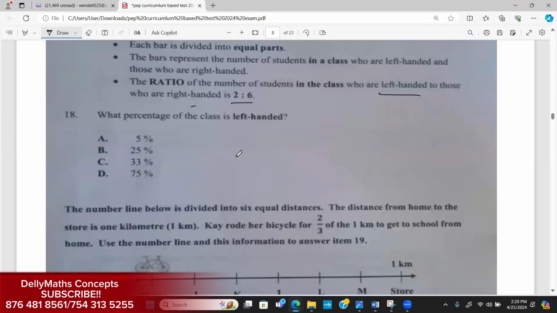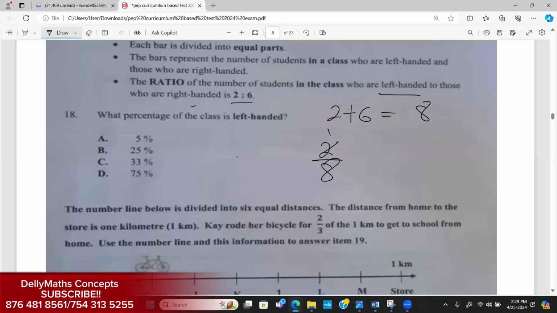So everything is as clear. Here's the question now. What percent of the class is left-handed? How much percent in the class? 6 plus 2, 8. We have to be careful. 8 is in the class, right? So now we're talking about left-handed, is 2 left-handed over, not over 6, 2 out of 8.